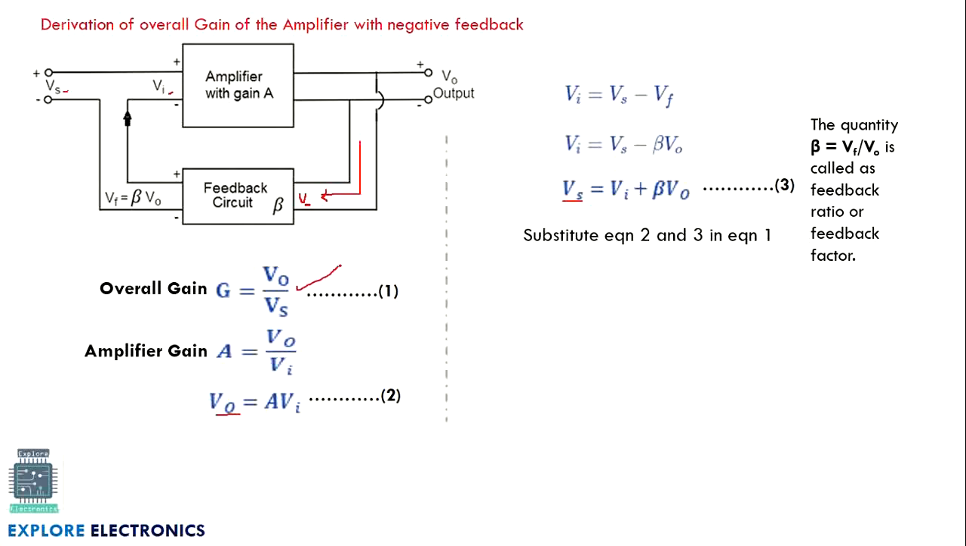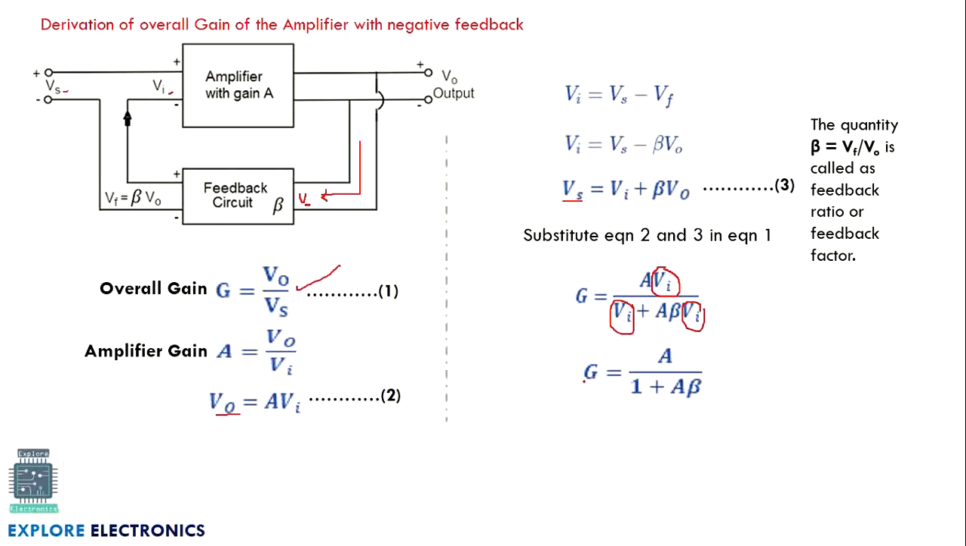If we substitute equation 2 and equation 3 in equation 1, it becomes G is equal to A into Vi divided by Vi plus A beta into Vi. In this expression, we can take Vi as common in the denominator. Then Vi cancels, and the overall gain expression becomes A divided by 1 plus A into beta.